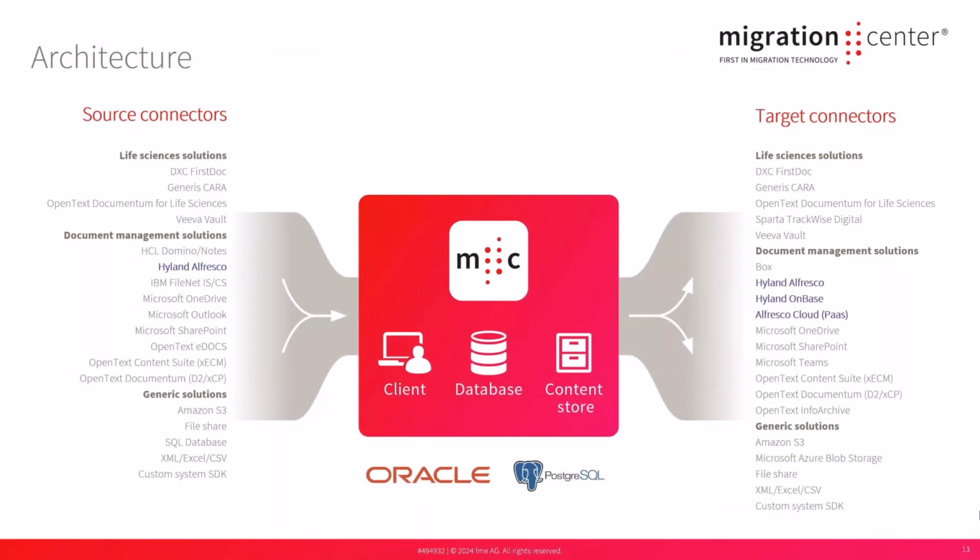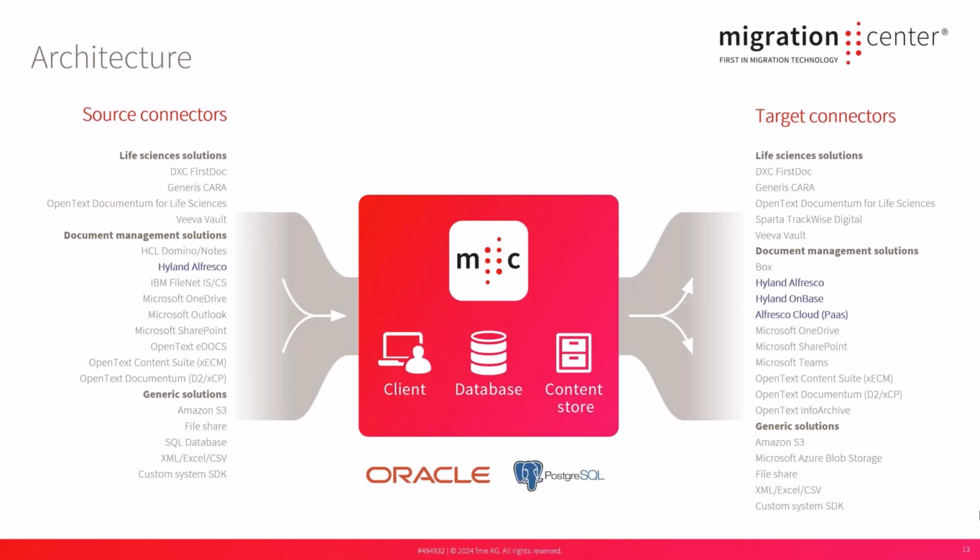Migration Center, our architecture. On the left-hand side, you see our source connectors we spoke about. We have a lot of out-of-the-box API source connectors that can be used to scan and bring the documents out of the old systems. We have generic solutions as well if you don't find your name here. So you can use a file share scanner. We can also use a database scanner. And we can also provide you with a custom system. So in a couple of days, we can develop the system for you and be up and running. We do that a couple of times a year.